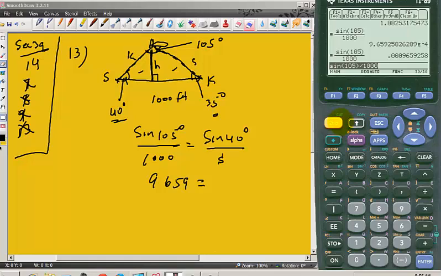No, that's not for the right triangle. I'm solving for the big triangle. I haven't got to the right triangle yet.